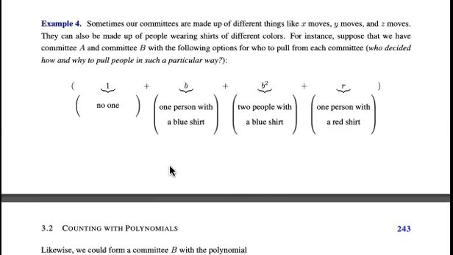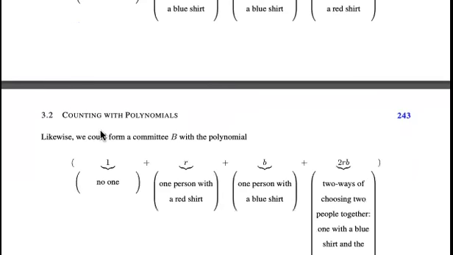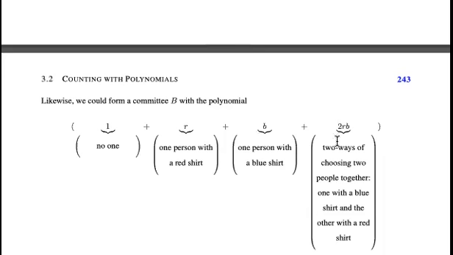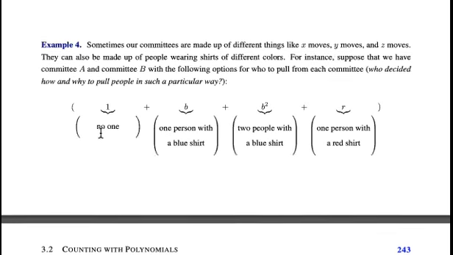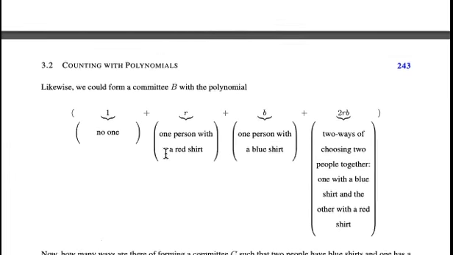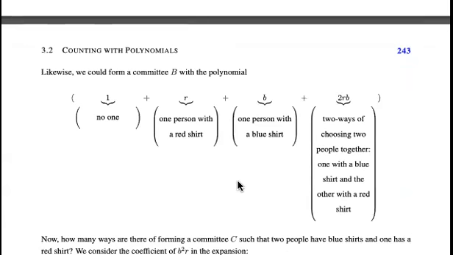So let's suppose this is a committee, and let's suppose we found another committee with different options. All right, maybe this means one person with red. So maybe this means two people together, one with red and one with blue. And we're saying maybe there's two different ways of doing that. One way of doing this, one way of doing that, one way of doing that. Okay, so maybe these are our different committees of what we can do.